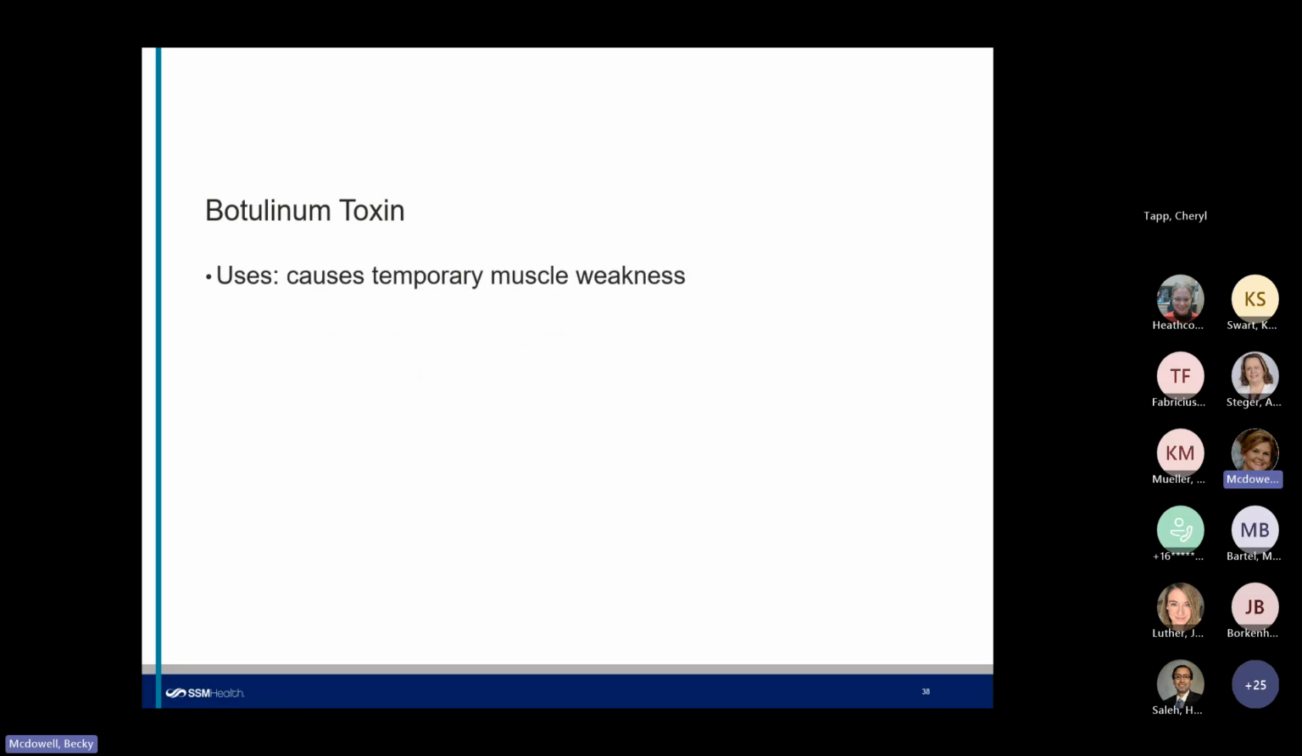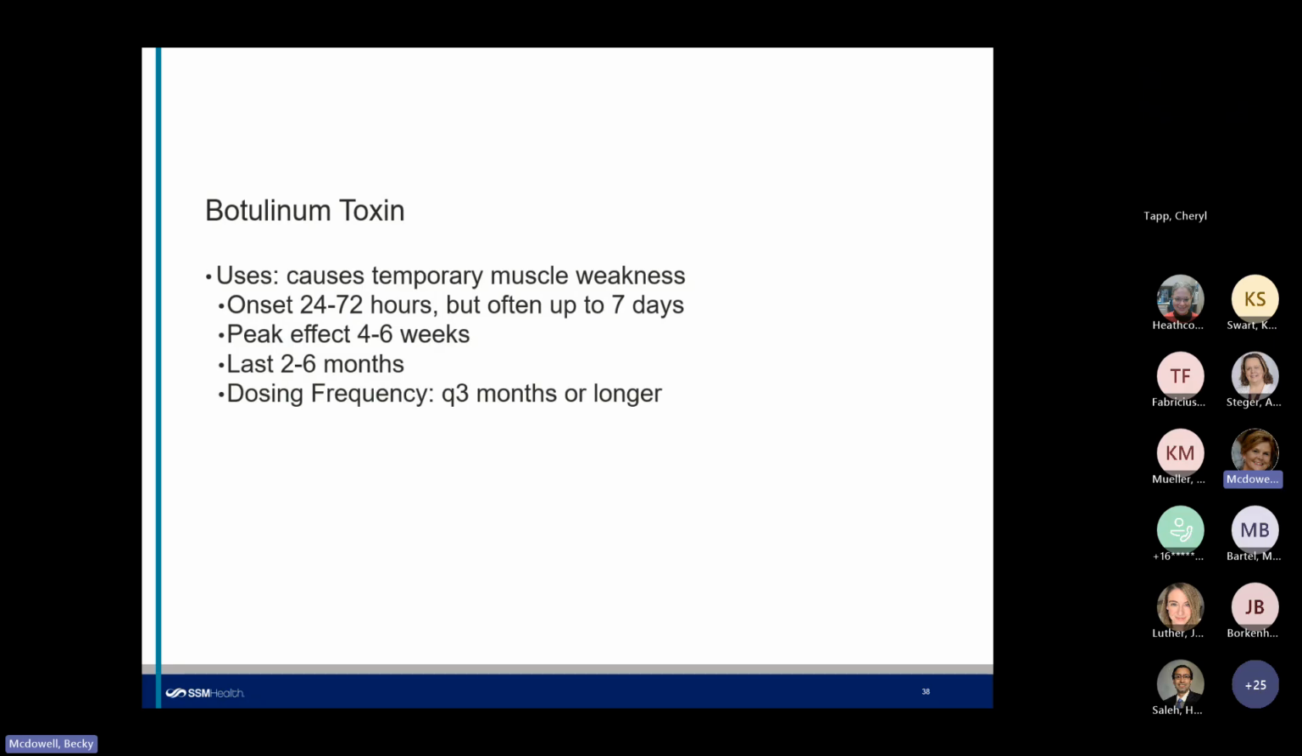So when using botulinum toxin, this causes a temporary muscle weakness. It usually takes 24 to 72 hours to take effect, but can take up to 7 days as well, or longer, sometimes 10 days. Peak effect occurs between 4 and 6 weeks, and it may last between 2 and 6 months. Dosing frequency is every 3 months or longer.